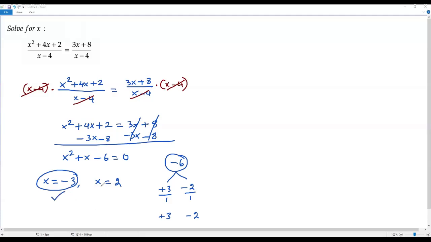Now let's verify the second solution, that is x equals 2. For that, we plug in x equals 2 into the denominator over here. When I plug in x equals 2, I'm getting 2 minus 4, so it's not equal to 0. It's the same denominator over here, so we don't have to verify that one. So the second solution, x equals 2, also does not make any denominator in the given rational equation 0, so we can consider this one also a valid solution. So the solutions for the given rational equation are x equals negative 3 and x equals 2.